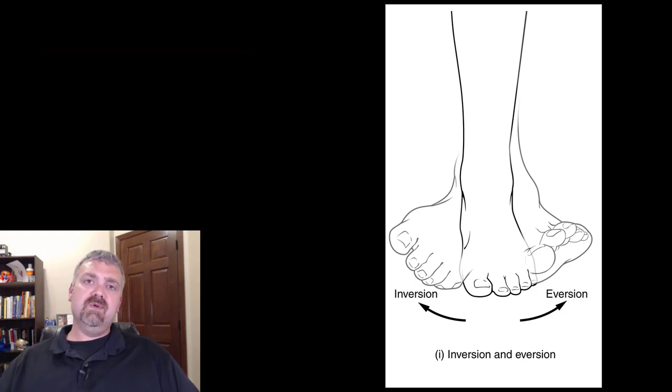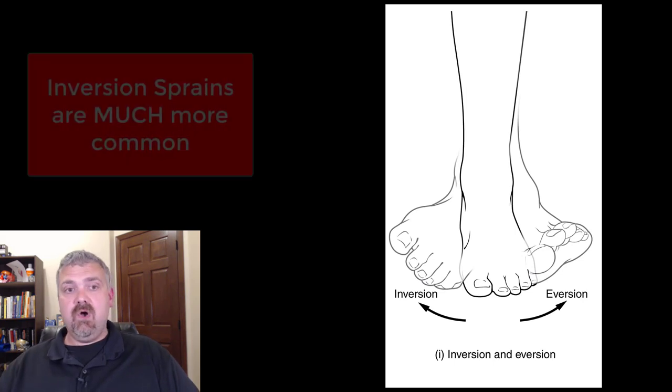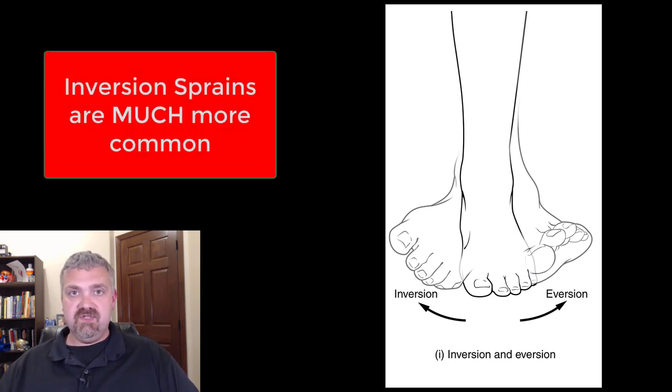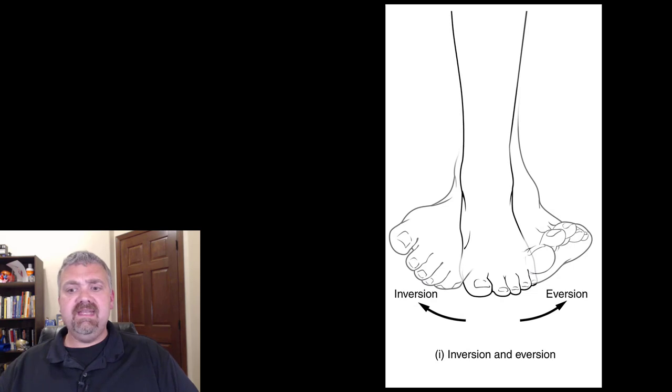So these terms are really important when you look at movements associated with, especially, a sprained ankle. Almost all the time, they're going to be inversion sprains. You've all heard someone talking about rolling an ankle. Eversion sprains are a lot more complicated. I won't go into all the details there, but a lot of times if you have an eversion sprain, you're also going to damage the knee or something else. So that's inversion versus eversion.